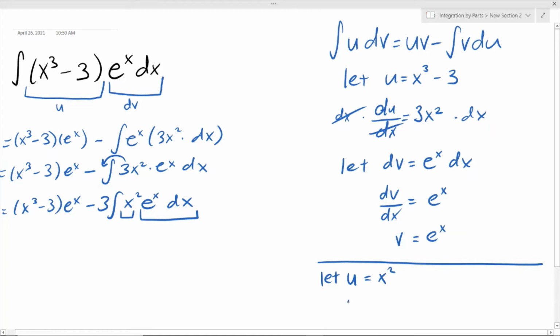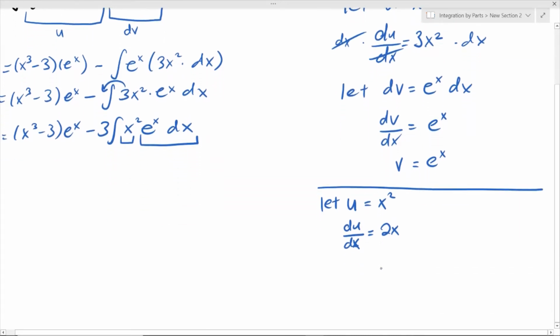And then that would mean that du over dx is going to be equal to 2x. See how it's simpler? The derivative is simpler, and that's what we want. For u, the derivative has to be simpler. That's the trick to finding what u should be equal to. Now this is our u, this is dv. dv is equal to e to the exponent of x times dx.